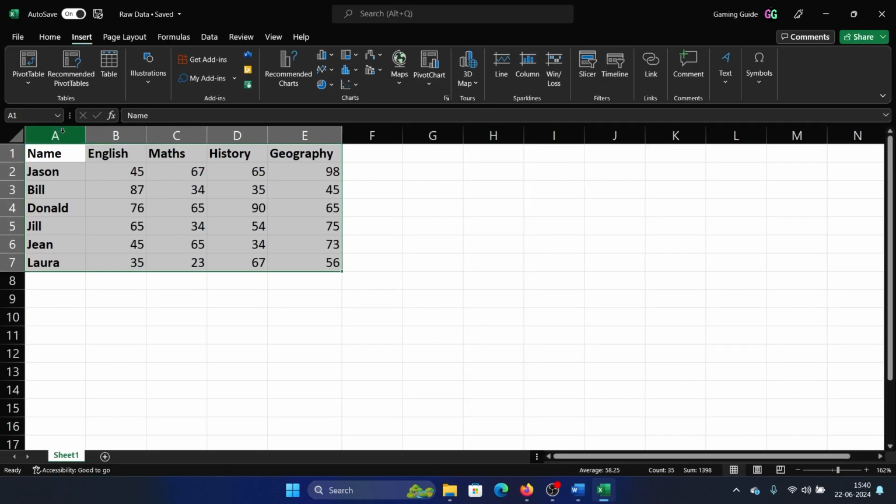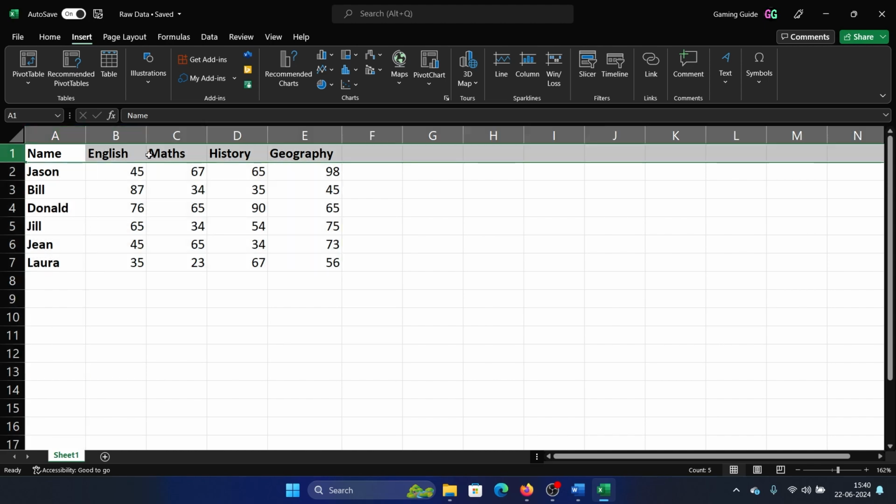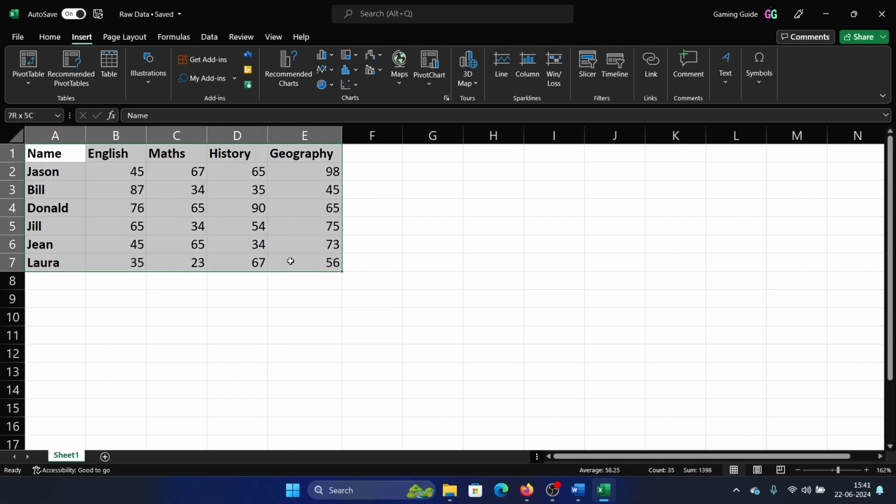So we have raw data here, right? I have selected all of this raw data. These are the names of a few students and this is their marks in English, Maths, History and Geography. First of all, select the data for which you need the graph.